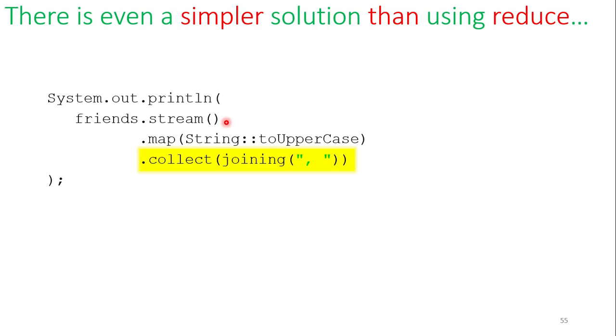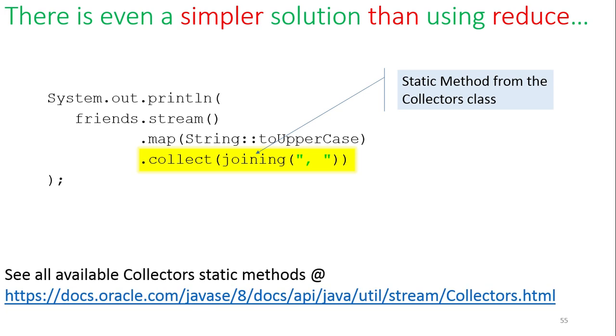Just for the sake of illustration, in this example, we have mapped to every element of the stream the toUpperCase method from the String class. But we could have multiple intermediary operations, or even no intermediary operation if really all we want to do is join. Once we are done with that stream, we collect every element in that stream, and this time we specify that we want to join them separated by a comma. This joining operation, like I mentioned, is a static method from the Collectors class.